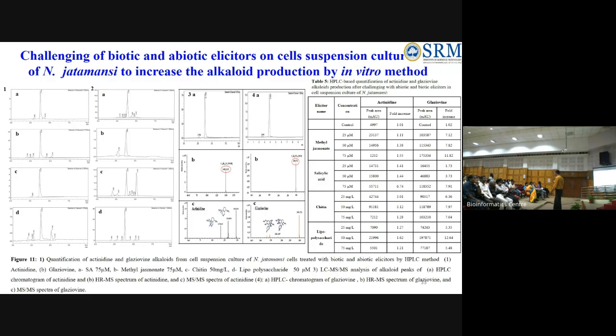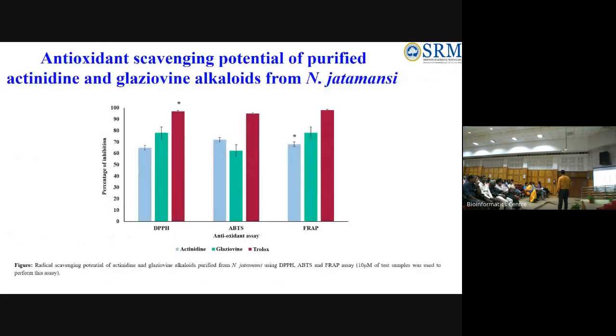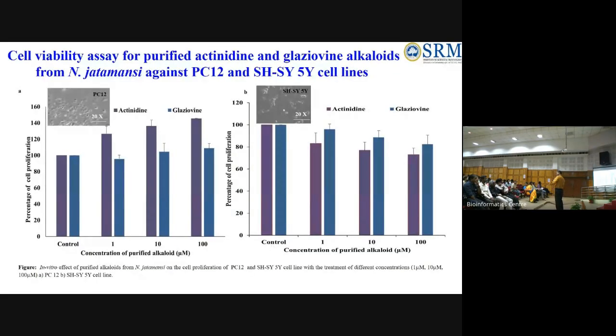Again, we confirmed through HPLC and other technology. Again, we went for the antioxidant scavenging potential of this alkaloid by analyzing DPPH, ABTS, and FRAP. And again, we took the cells, treated them with the cell line, and observed how the neuronal cell lines behave.